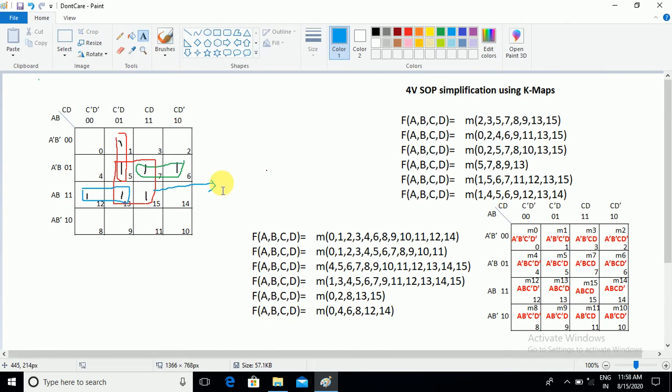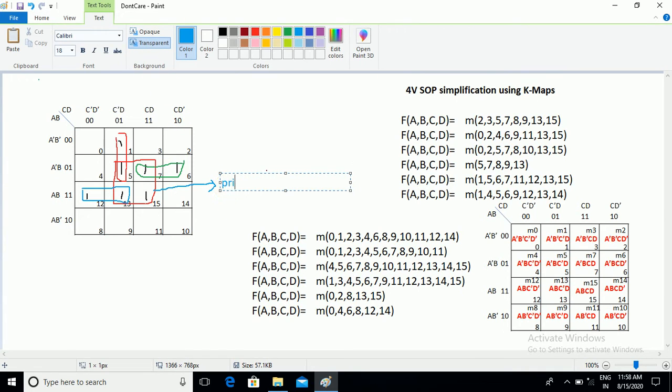You can consider it in the answer. It is a prime implicant, because one cell is left without overlap. So you need to consider that in the answer. What is the answer for that group? A is not common, B is common, and D is common. So BD becomes an answer.